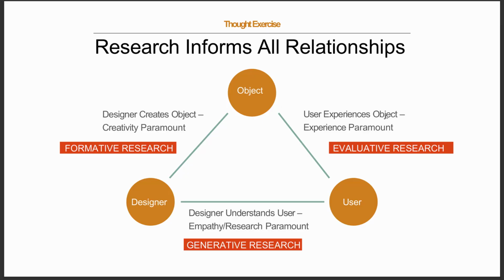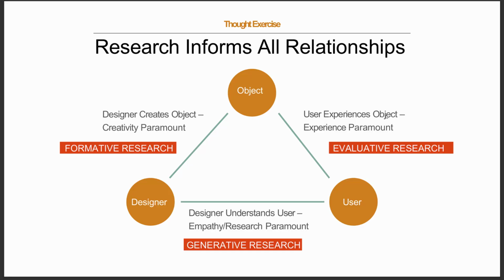So we know that research informs all of the relationships. We have a direct connection to the user, and we want to understand how the user uses our product or maybe can potentially use the product. So the whole research that happens between the user and the designer, that generative phase, is where we're trying to understand that user. Once we have a decent understanding of the user, then we go into that formative research, which is us with the object that we're designing.